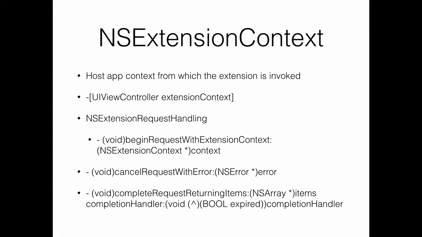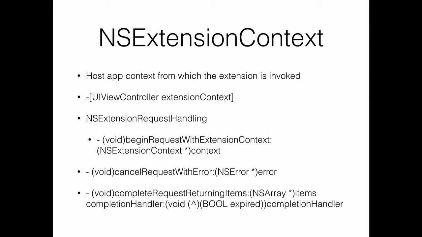When the user taps your extension icon, whether it's an action or a share extension or whatnot, iOS is going to gather up that information and put it into this thing called an NSExtensionContext. And that is going to give you the information in your app extension that the host wants to share with you. If you have a UI as part of your app extension, the view controller now has a new property called extensionContext. So this allows you to get access to that context.